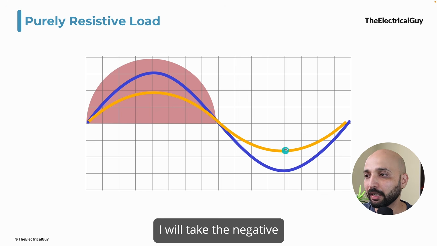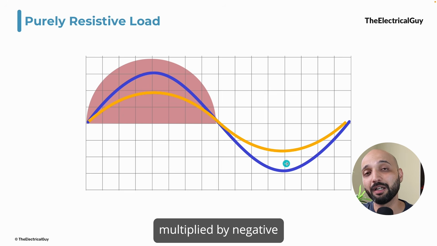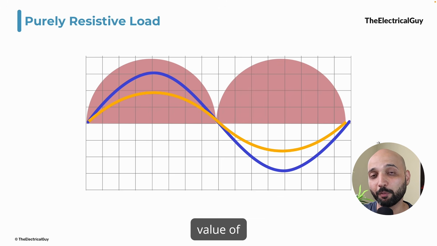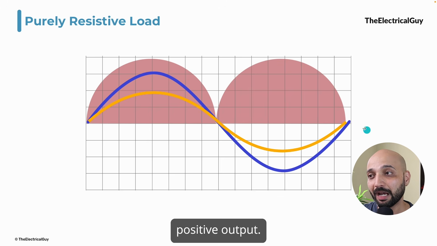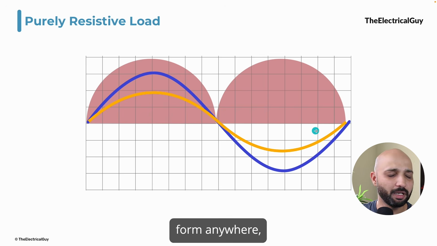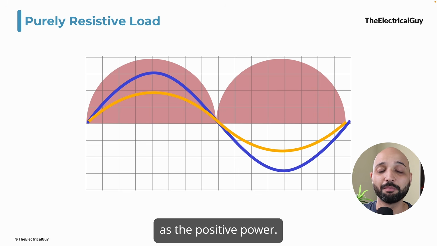Similarly, maybe I'll take the negative peak now. Now both the values are negative here. So negative multiplied by negative will give us a positive value, a positive output. And if you take any single instant on this waveform, anywhere, you will always get the resultant power as positive power, right?